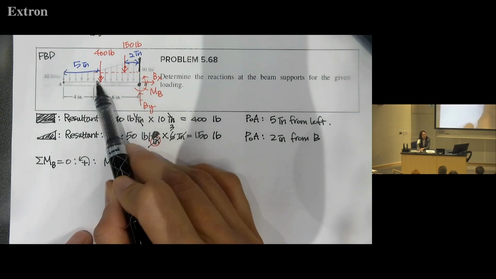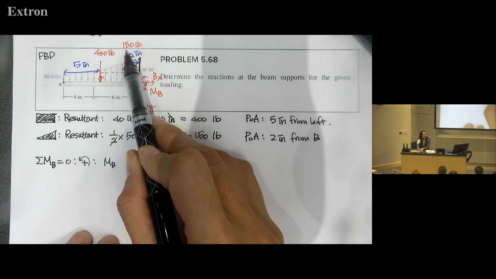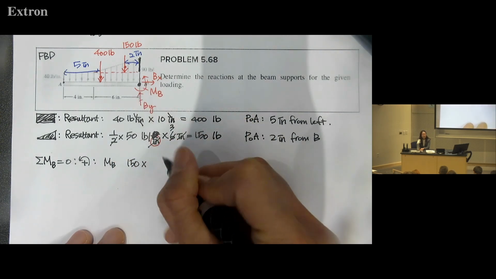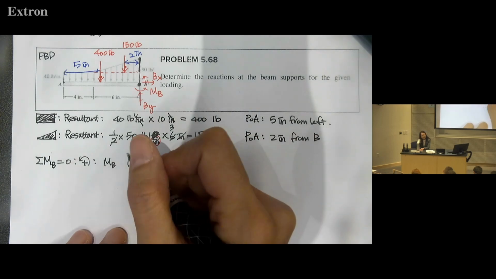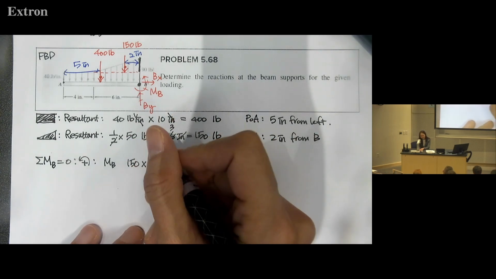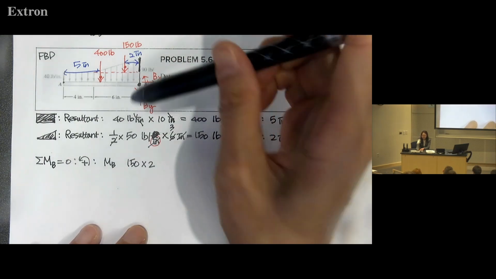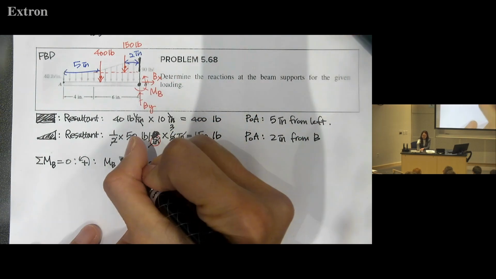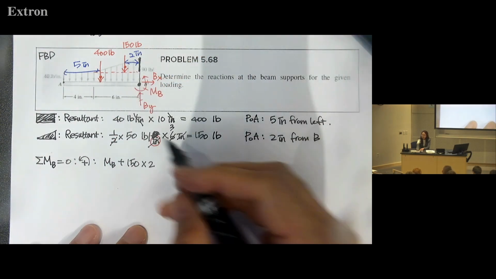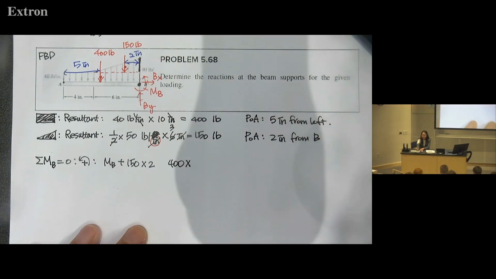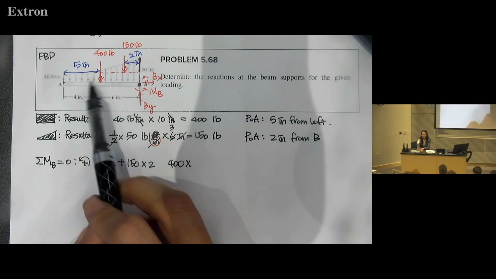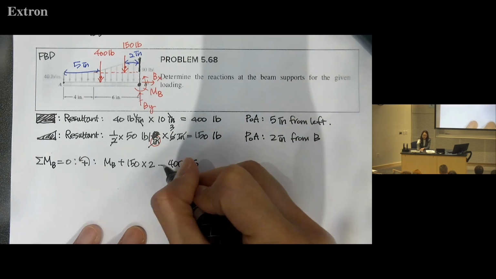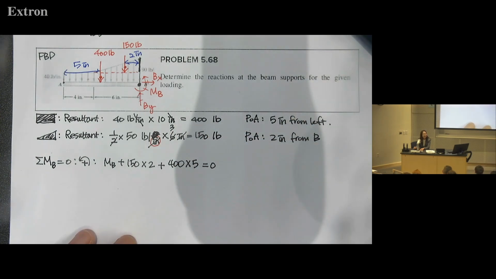Okay, and then now we have these two forces. So moment by 150 about B, 150 times 2, and then plus or minus. It is inducing this direction of moment. Is it plus or minus? Plus, okay. And then moment induced by 400. 400 times, this is 10, 5, 5. And the same direction, so plus. Right?